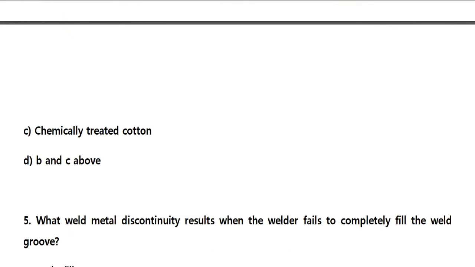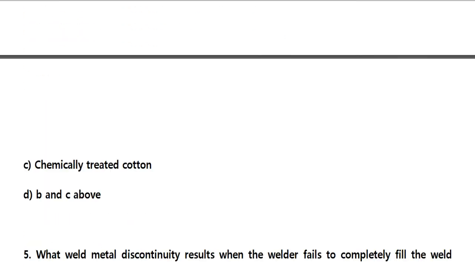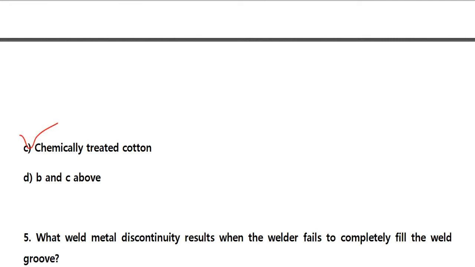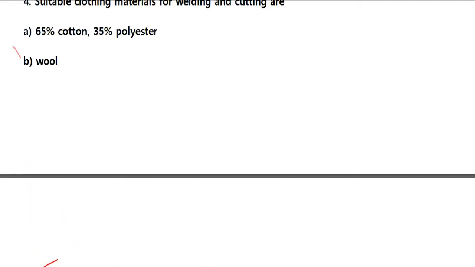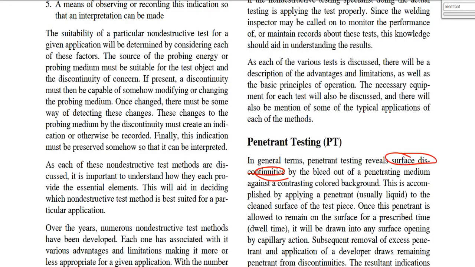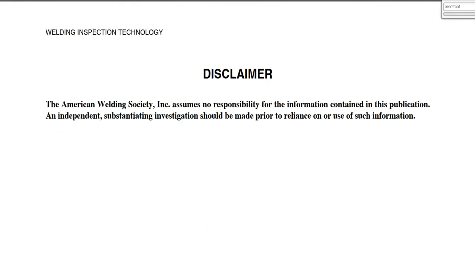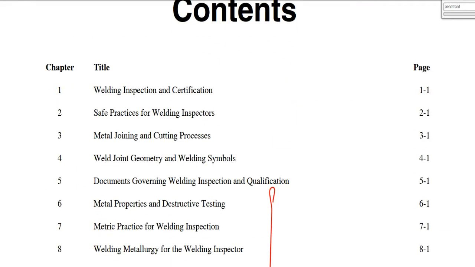B, wool; C, chemically treated cotton; and D, B and C. So the possible answer can be chemically treated cotton and wool. And again, let's go to WIT. This is suitable clothing. So you go to contents. Clothing is something like safety practice for welding inspectors.